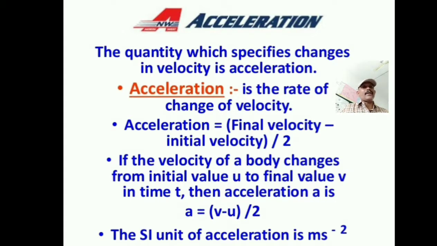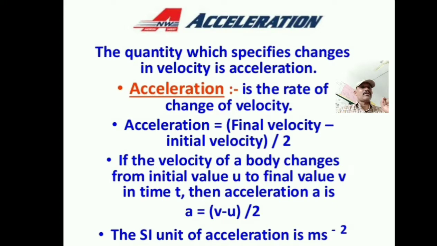The SI unit of acceleration is meter per second square. Meter per second square means m by s square, otherwise m into s to the power minus 2. This is the SI unit of acceleration.